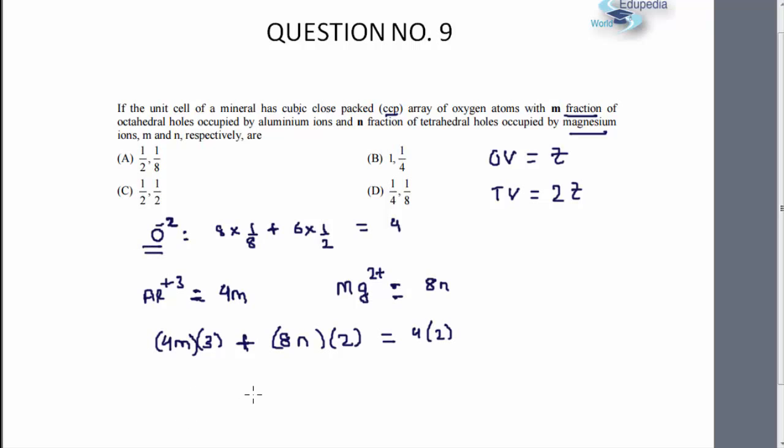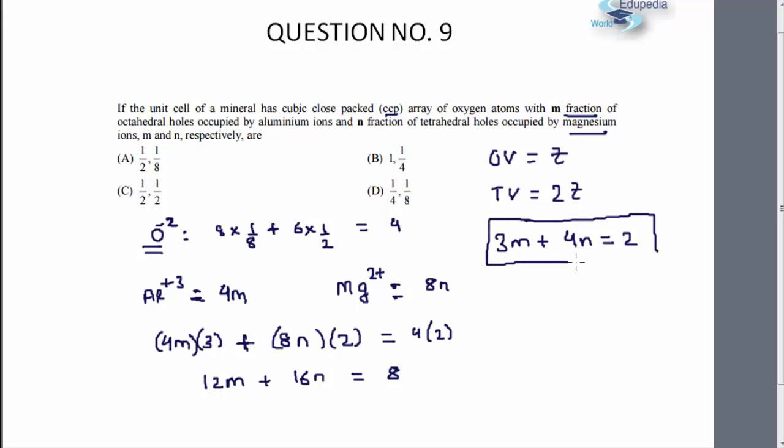So what does this give me? This gives me 3 4s are 12m, plus 16n is equal to 8. And further simplifying this, dividing this by 4, I get 3m plus 4n is equal to 2. So this is ultimately the relation which we are getting.